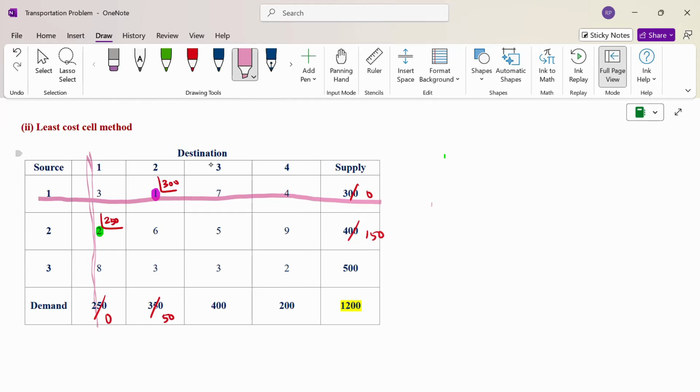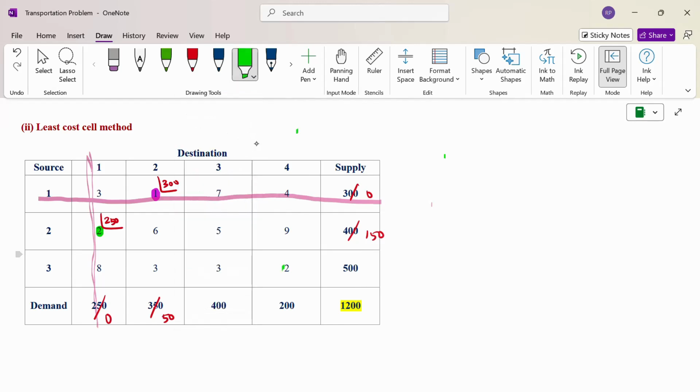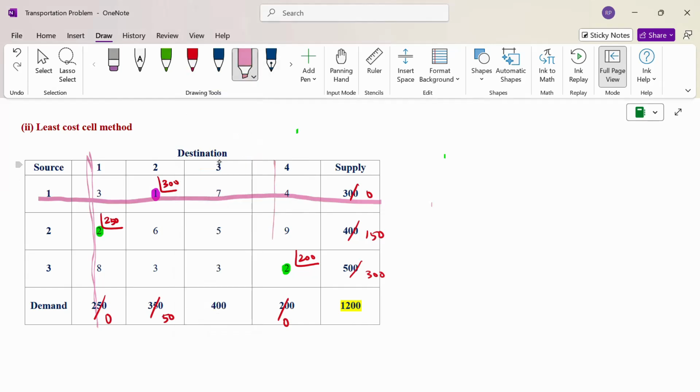Then next, select the least number. Now the least number is nothing but 2. This 2 is the least number, the selected cell. In this cell, how much is possible? 200 allotted, 200. Balance 0, 300. Now delete the entire column.